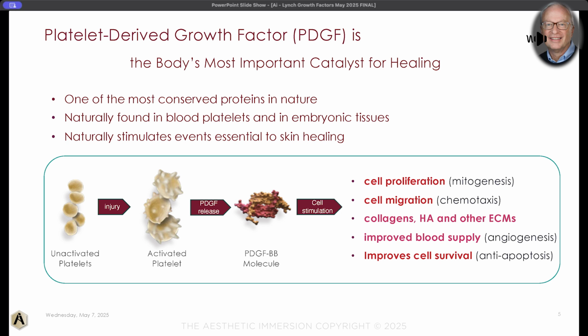So it stimulates the growth of cells. It brings more cells into the site of injury, into the skin. It stimulates the collagen and HA and natural extracellular matrix production. It improves the blood supply and it improves cell survival. It's anti-apoptotic, so your cells live longer. Okay, next.